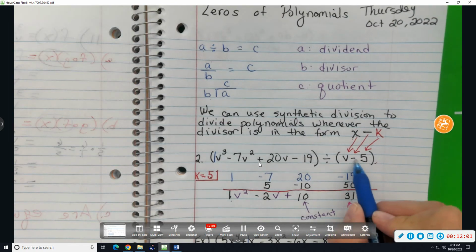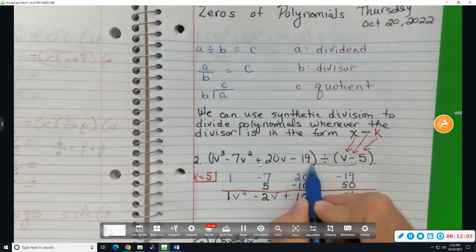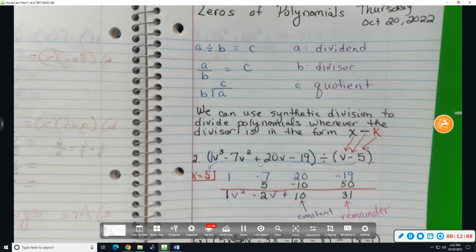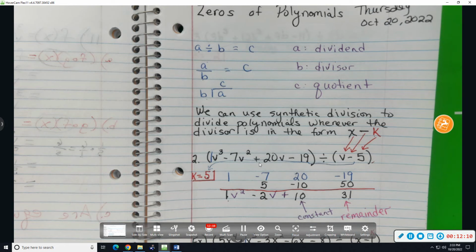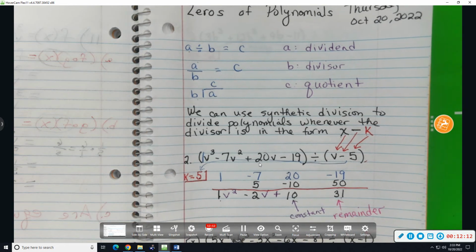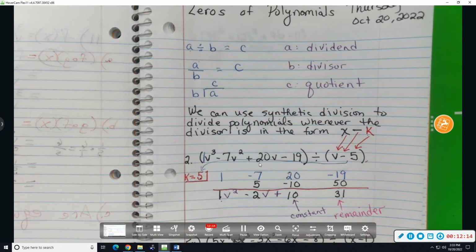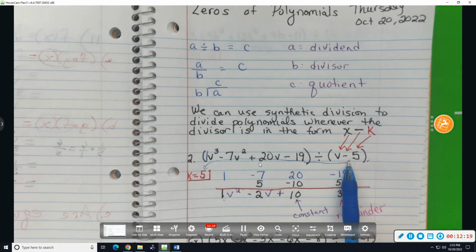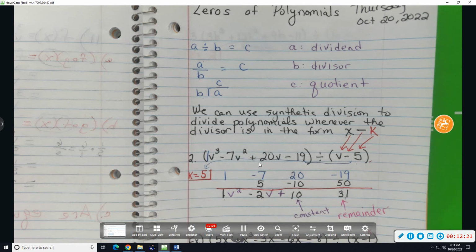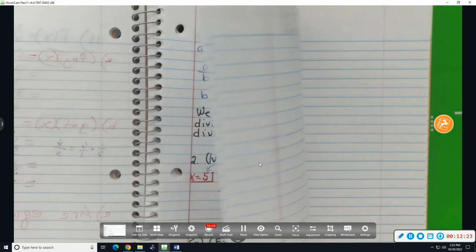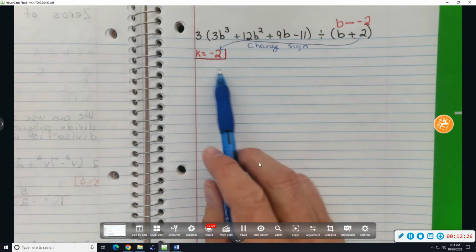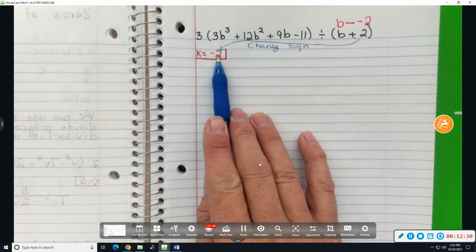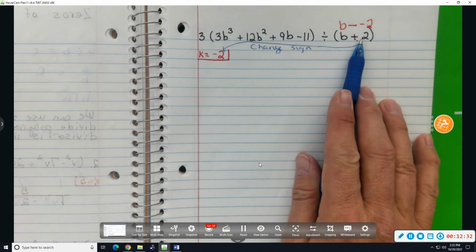Right here, the minus 5 became a positive 5. That's what's tricky here. This x minus 1, the minus 1 became a positive 1. So you're changing those signs when you're going from divisor to k. Any questions on why I'm saying negative 2 is the k value? You're changing the sign on this number over here.